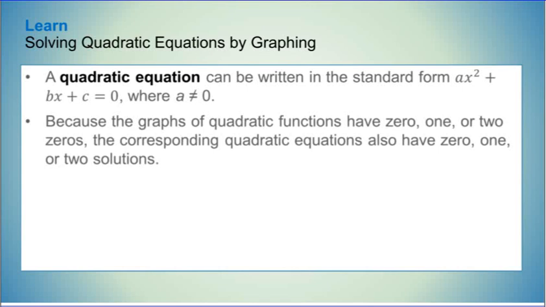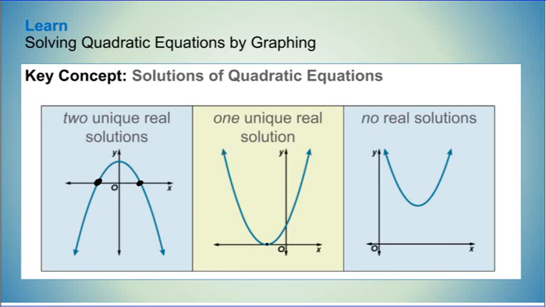Now the solutions are also the roots, the x-intercepts, just dealing with where they cross the x-axis. So you can have two real solutions if they cross the x-axis in two places. You can have one solution if the vertex is on the x-axis, and you have no real solution if it never touches the x-axis.